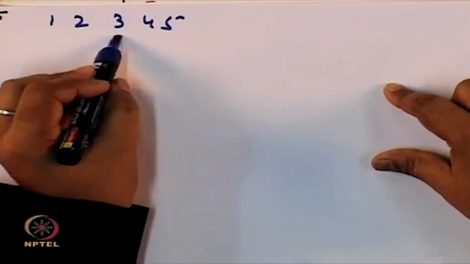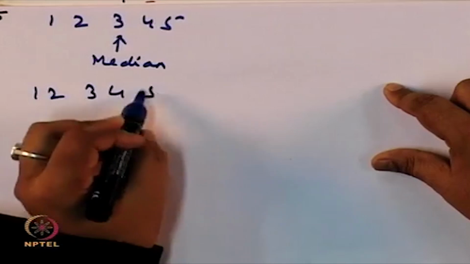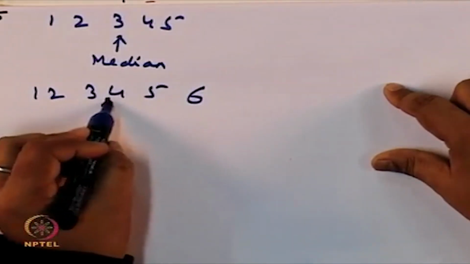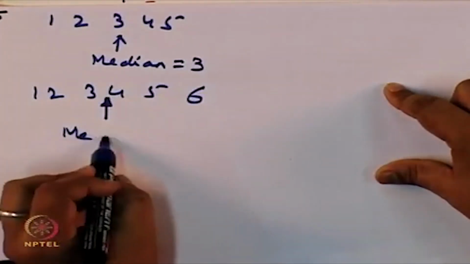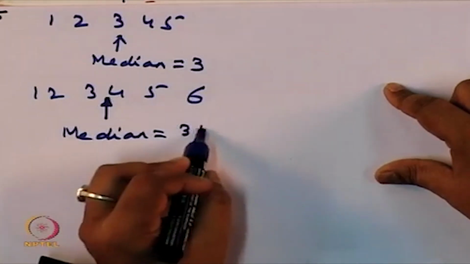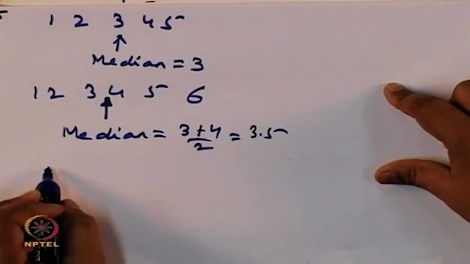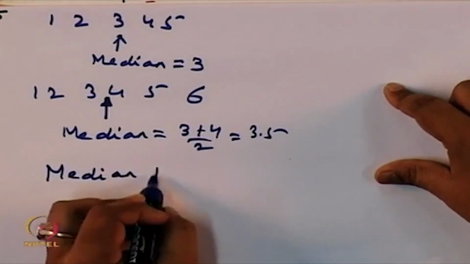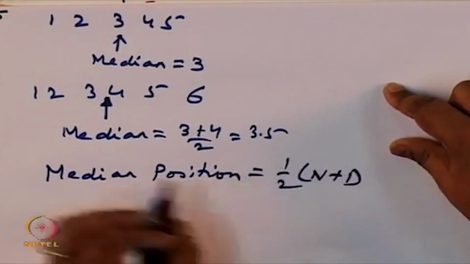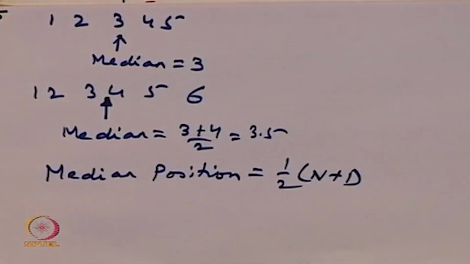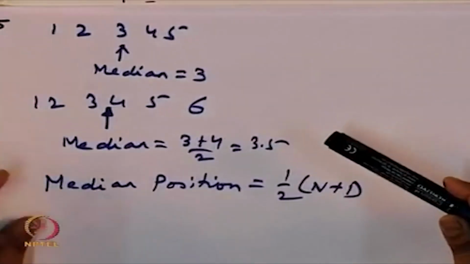you can see that this is my median. But if you have 6 numbers, let us say 1, 2, 3, 4, 5, 6, then the median position comes in between here. So, in the first case median is equal to 3, and in this case my median is equal to (3 plus 4) by 2, which is equal to 3.5. So, you have to find the median position as half into (n plus 1), and then find out whether you have to average between two numbers if your data set is even, or you have a unique value if your data set is odd.